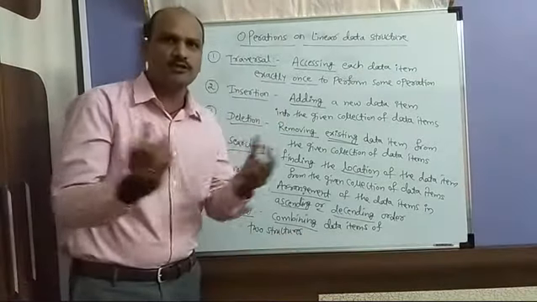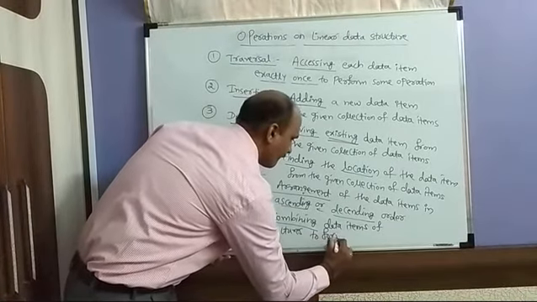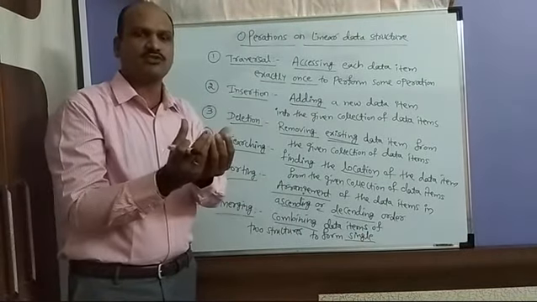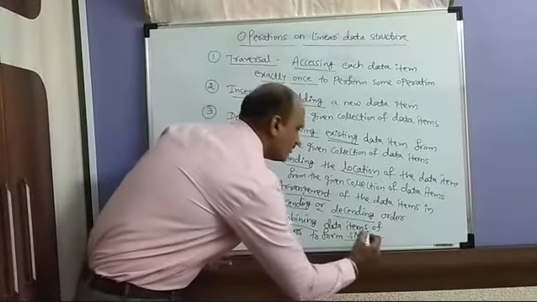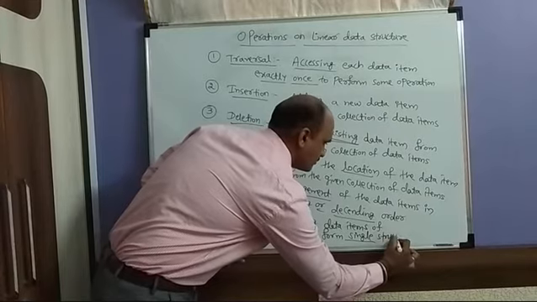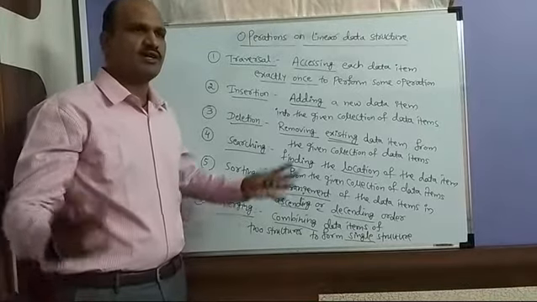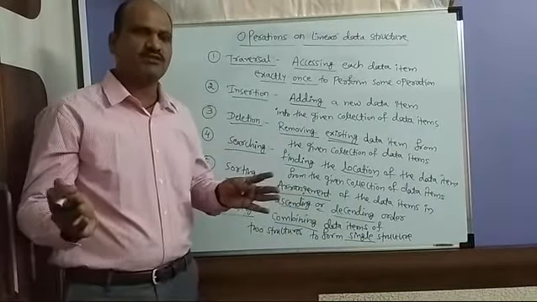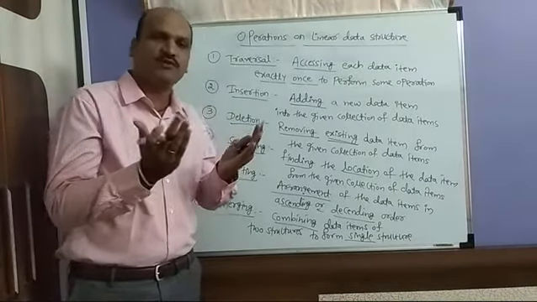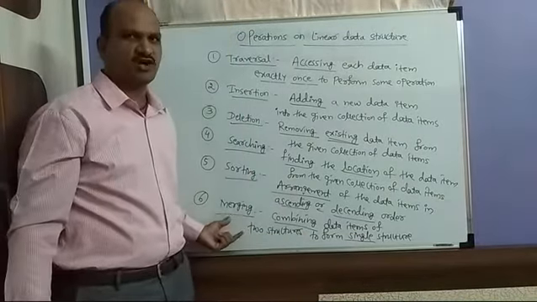When you combine two structures, what will happen? It will form a single structure. So that is the meaning of merging. When there are two different data items, then you have to combine these two. You have to merge. Combining means merge. Then when you combine, it will form a single structure. This is called the merging operation.